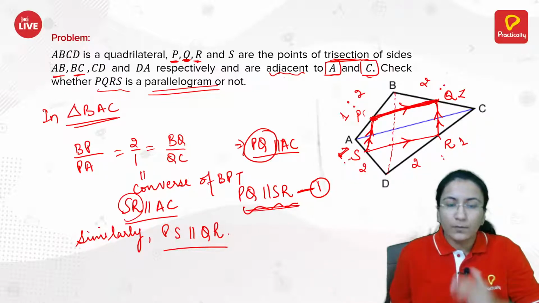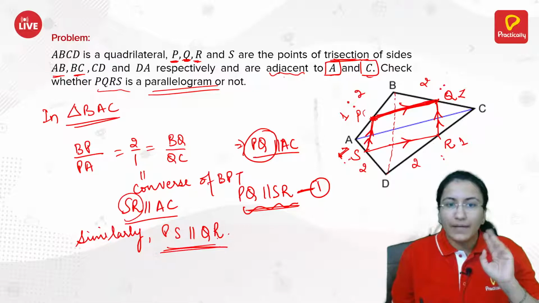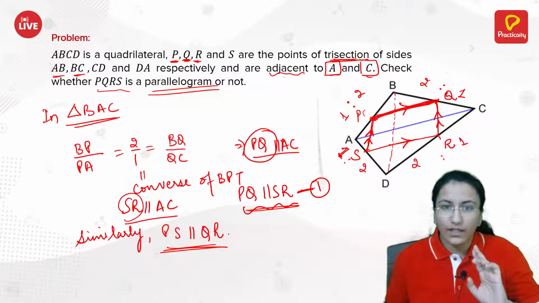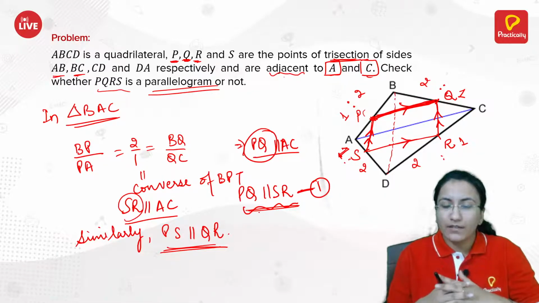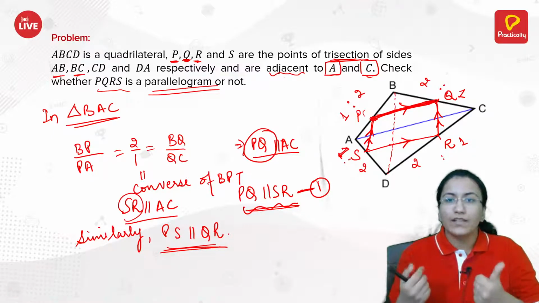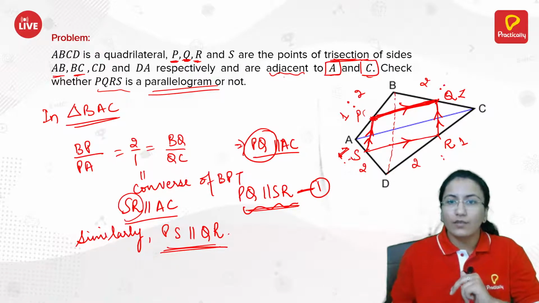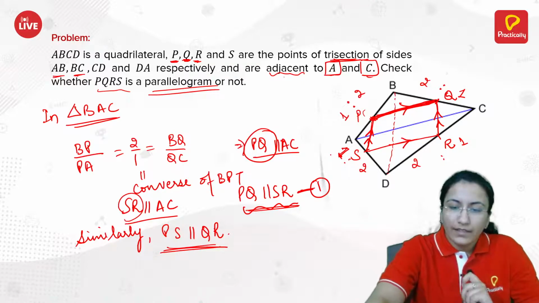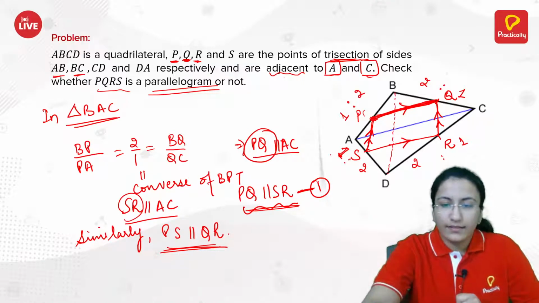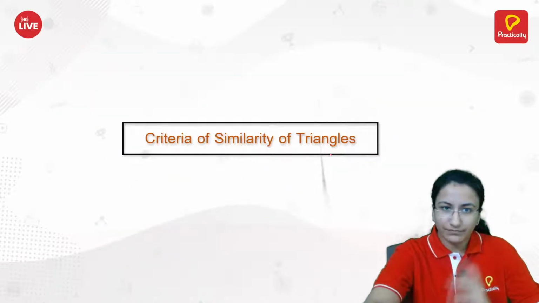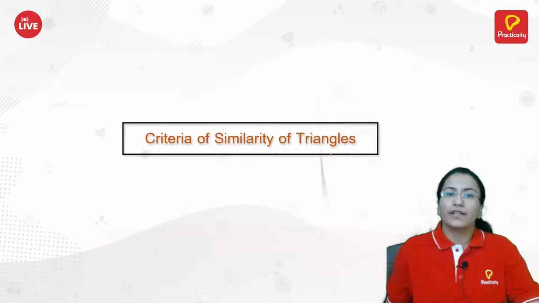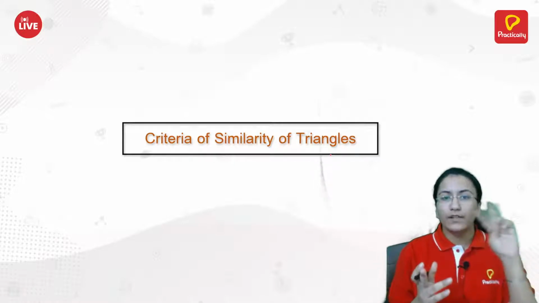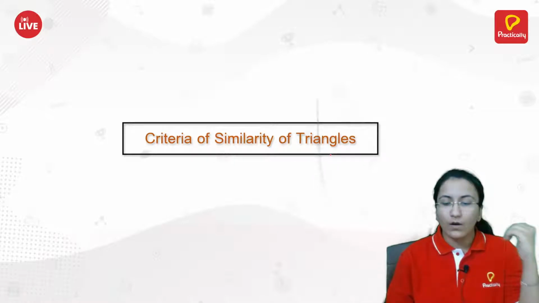I hope you all got the result. We need to prove both pairs of lines to be parallel to each other. If both opposite pairs of lines are parallel to each other, that implies the quadrilateral we have is a parallelogram. Okay, let's switch to the next topic. The next topic we have here is criteria to decide whether two given triangles are similar or not.